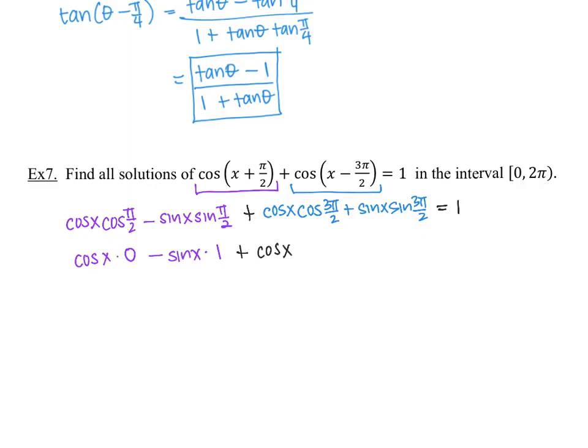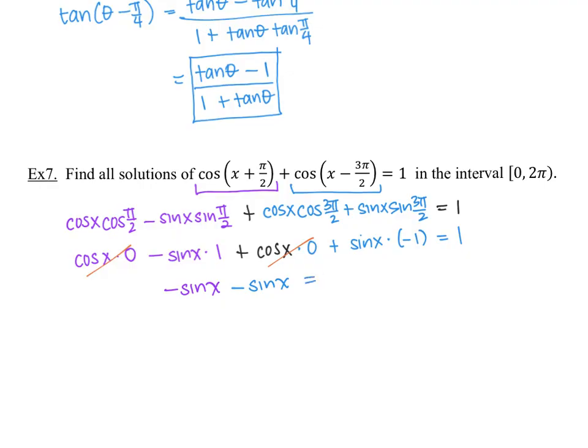Cosine x times the cosine of 3 pi over 2 is 0 again, plus the sine of x times the sine of 3 pi over 2. Sine of 3 pi over 2 is negative 1. Okay, let's see what we got here. Cosine of x times 0, gone. But I still have this negative sine x. Plus the cosine x times 0, that's gone as well. And then I have plus sine x times negative 1. So I have another negative sine x.